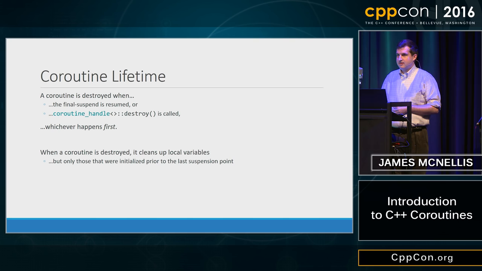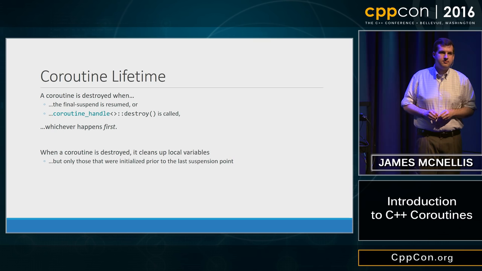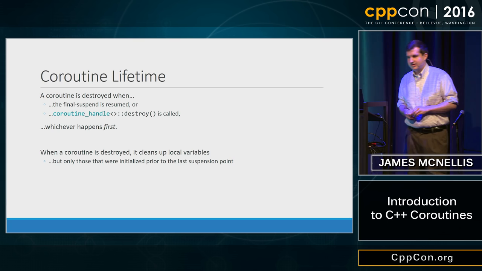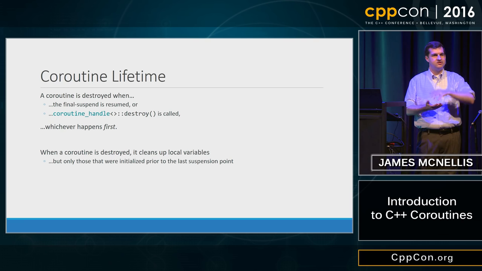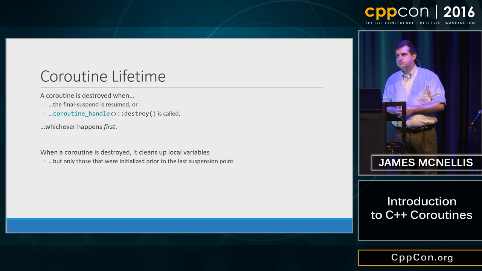Yes, one more. The question is, how do function arguments get stored in the coroutine frame? They're stored basically like member variables. And I believe they are moved into it. So if you pass an argument into a function, it will be moved into the frame, or copied if it's not movable. One more, yep.